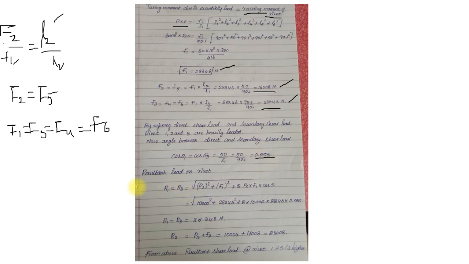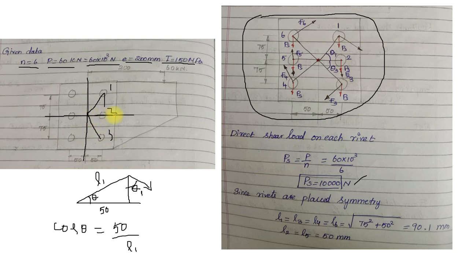Now I am finding the resultant load at rivet number R1 and R3. Because I know the value of the direct shear load, the value of the secondary shear load at rivet 1 and rivet 3, and the value of cos theta, if I substitute the values, I can directly find the resultant shear load available at rivet 1 and rivet 3. And obviously you can see here, the secondary shear load at rivet number 2 is in a straight line, which doesn't have any inclination.